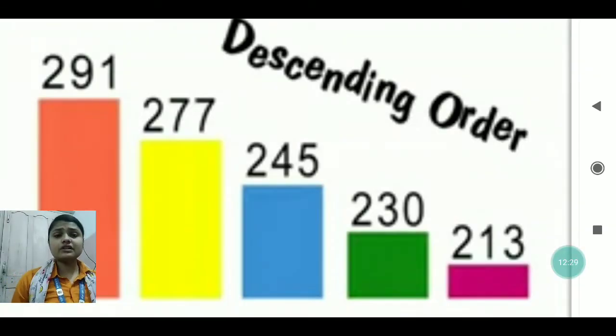You can observe this also: 291 first, 277, 245, 230, 213. So it is decreasing from 291 every time, until we have come to 213. So this is decreasing order. When you are doing ascending or descending, my dear, it is very important to do the comparison between the digits. Then only you can get the numbers in increasing or decreasing order.